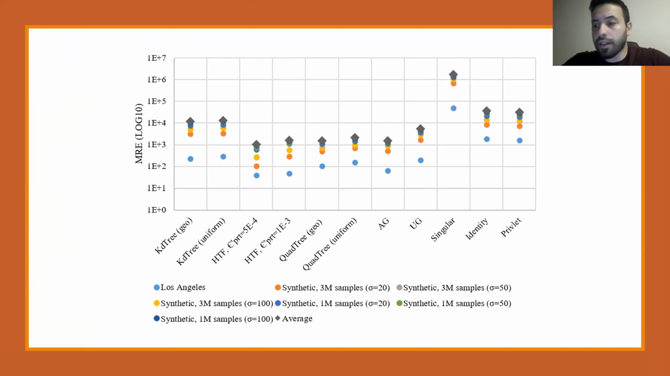The diamonds represent the average for each of these algorithms, and you can see that on average, HDF performs better than the other benchmarks in the literature. The point here is that when the underlying data is more uniform, other algorithms can catch up. Algorithms such as AG and UG are able to catch up with HDF, but for more skewed data sets, because UG and AG are only designed for uniform data, they perform much worse than algorithms such as HDF.